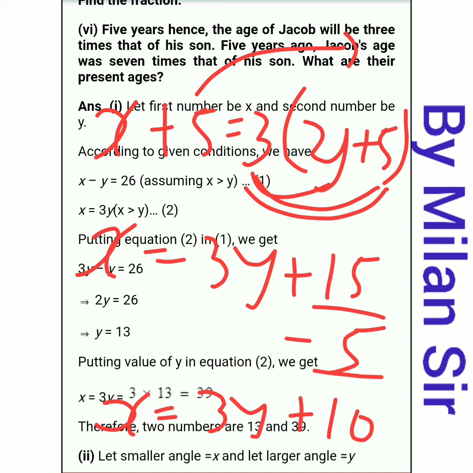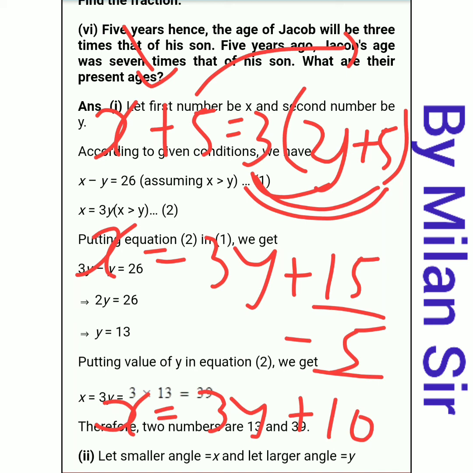This is our equation number 1. X is equal to 3y plus 10. Otherwise we need to find one equation from here, that means we need to transfer the terms which contain x and y to the left hand side, and the other terms to the right hand side. But here we can directly find the value of x, so I use this direct method.